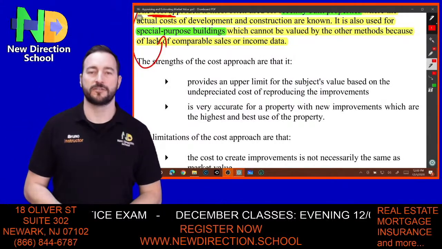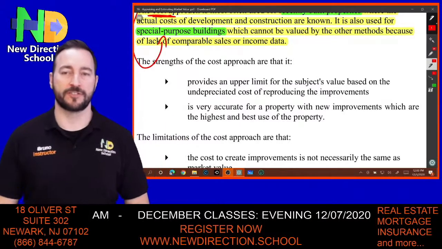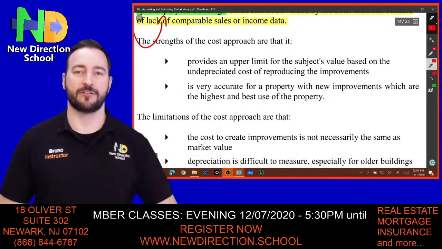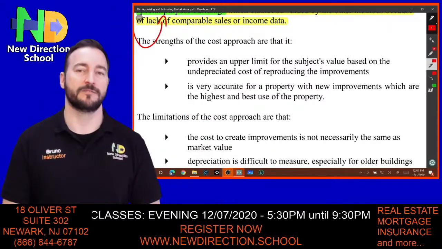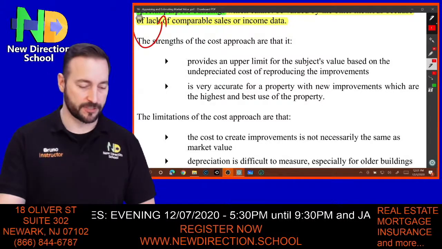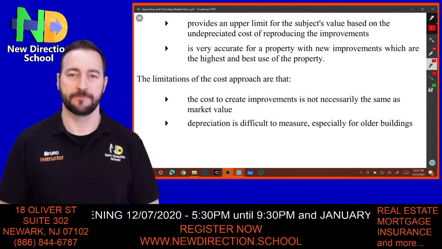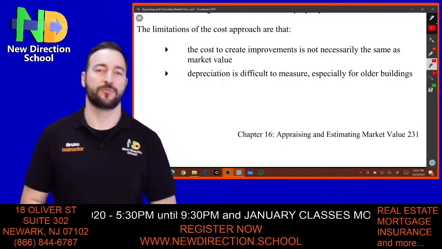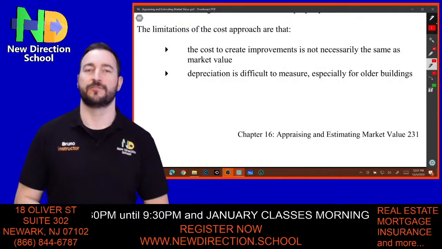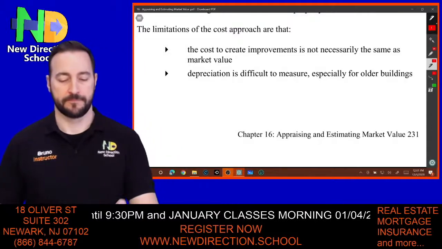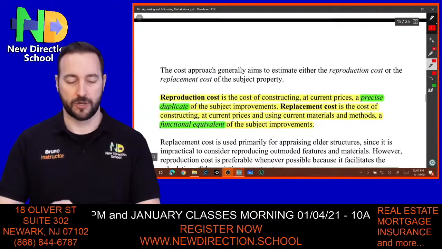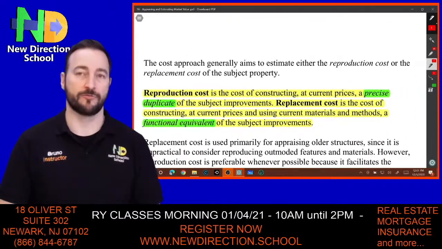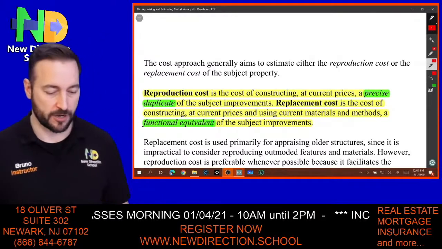Now, the strengths of the cost approach: it provides an upper limit of the subject's value based on the undepreciated cost of reproducing improvements. It is very accurate for a property with new improvements, which are the highest and best use of the property. The limitations, or disadvantages, are that the cost to create improvements is not necessarily the same as market value, and depreciation is difficult to measure, especially for older buildings. The cost approach generally aims to estimate either the reproduction or the replacement costs.